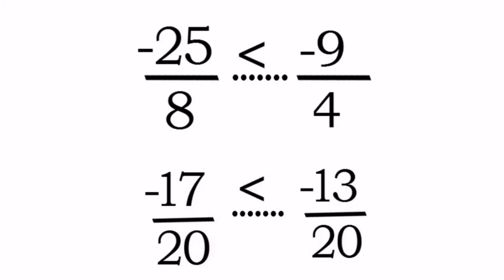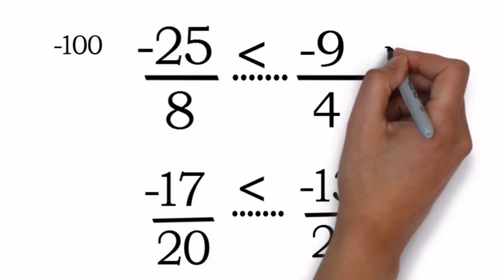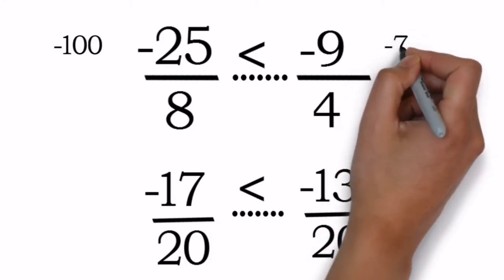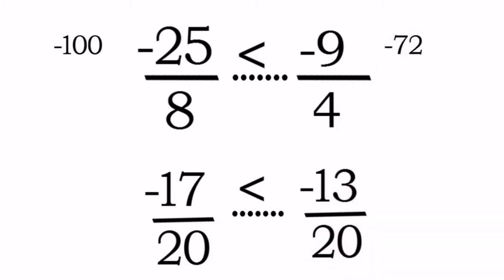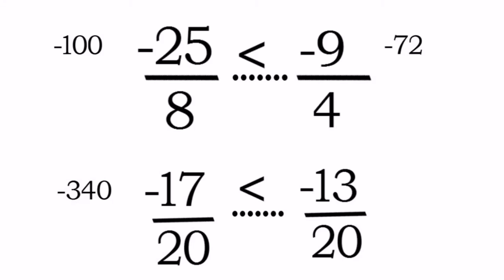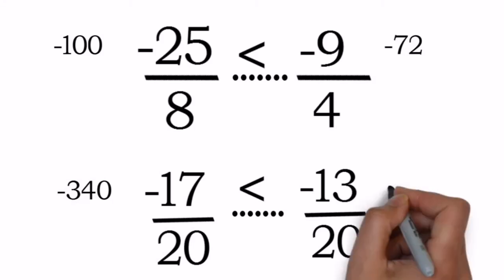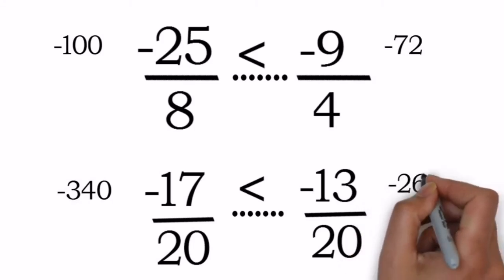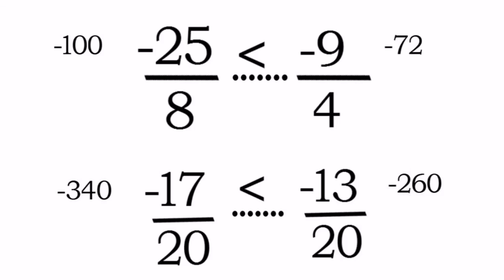But why? If you multiply -25 and 4, according to our method, it gives us -100, and 8 into -9, it gives us -72. And we know between two negative numbers, the smaller number always gets the bigger value. For the second question also, if you multiply denominator and numerator the way we decided, we get the numbers -340 and -260, and that makes -260 the bigger number.